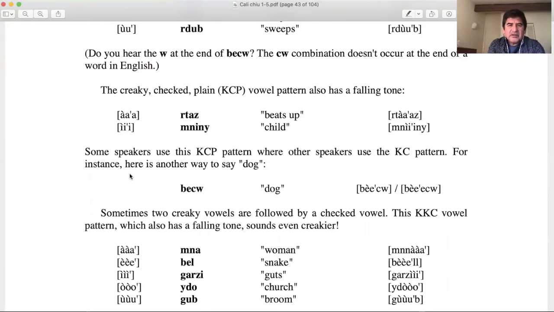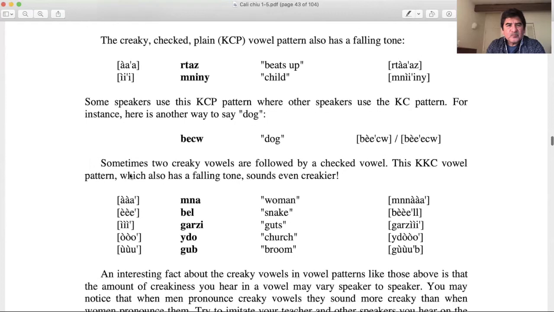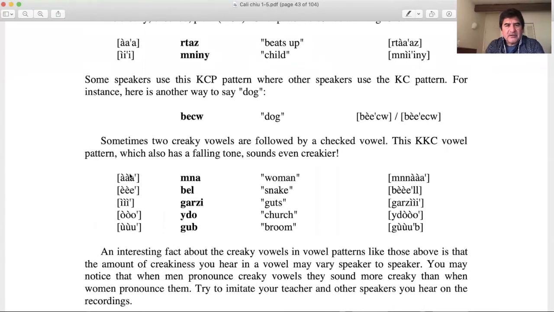mni'in. Okay, so we have an M and an N. So you start almost closing your lips like tight. Mni'in, mni'in. Okay, so it's a child, and then we have this dog again. As you can see, there are a couple of ways of saying dog. So it's back, back. Okay, so don't worry if you didn't hear the difference.